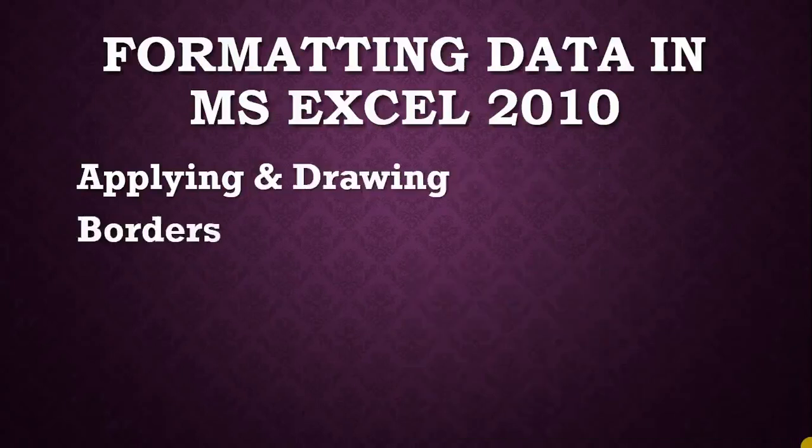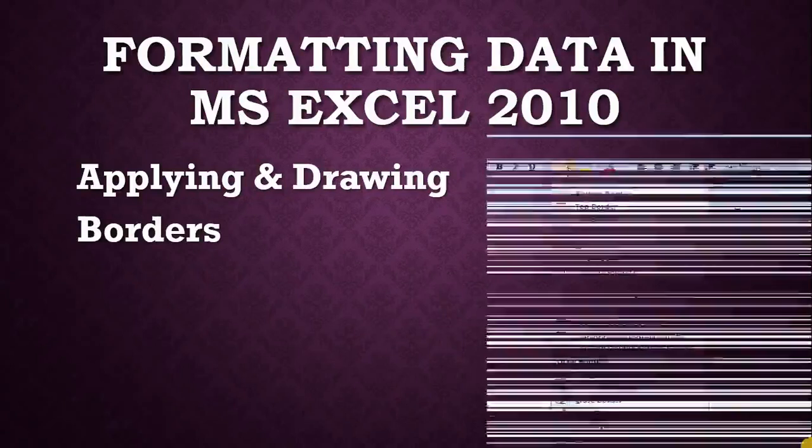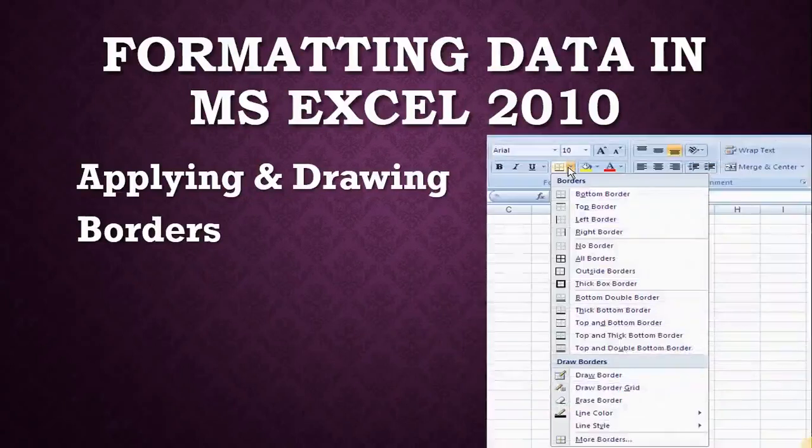Next, applying borders. To apply a border to a range of cells or a table, you need to click on the arrow next to the borders option. When you click on the arrow, it shows a drop down menu. Select any border style. It will apply to the range of cells or table.